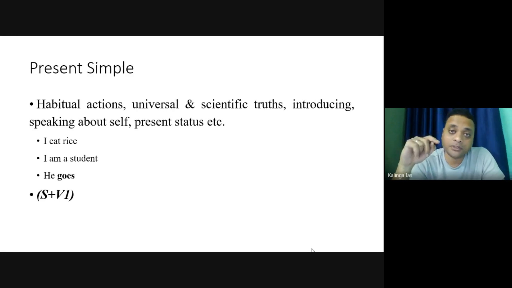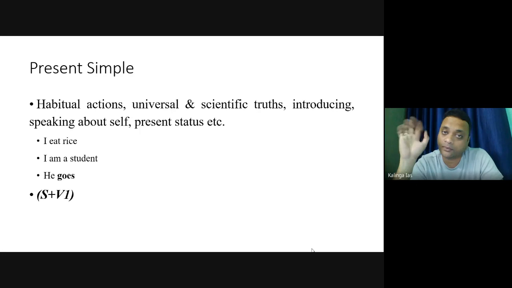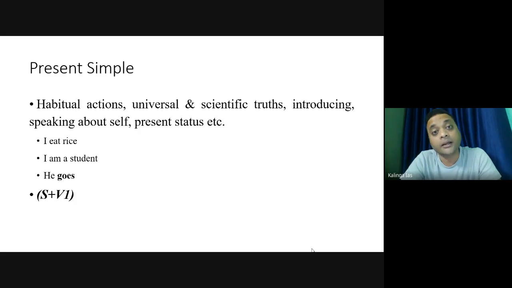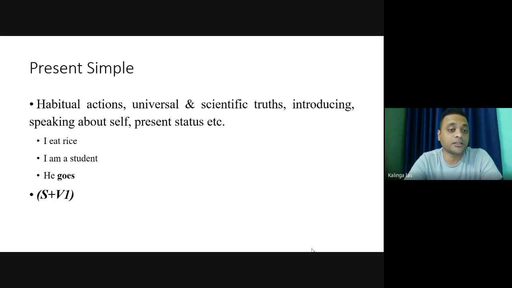When there is third person singular number, you have to add S or ES with the verb. This is about present simple, and this is the structure: S plus V1. This is the sentence structure that we use. S means subject, V1 means basic form of the verb. Did you understand this, or do you want to ask any question?